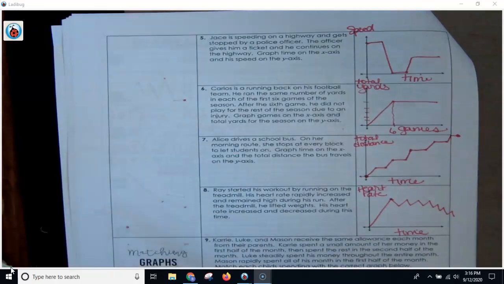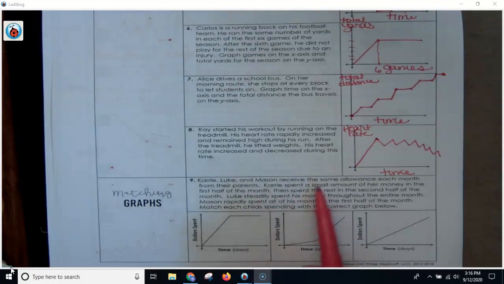All right? Last one. Katie and Luke and Mason received the same allowance each month from their parents. Katie spent a small amount of her money in the first half of the month. Then she spent the rest in the second half of the month. Luke steadily spent his money throughout the entire month. Mason rapidly spent all of his money in the first half of the month. Match each child's spending with the correct graph below. See if you can do that.